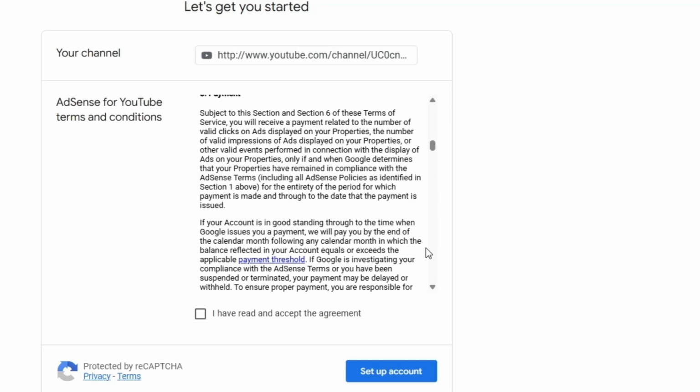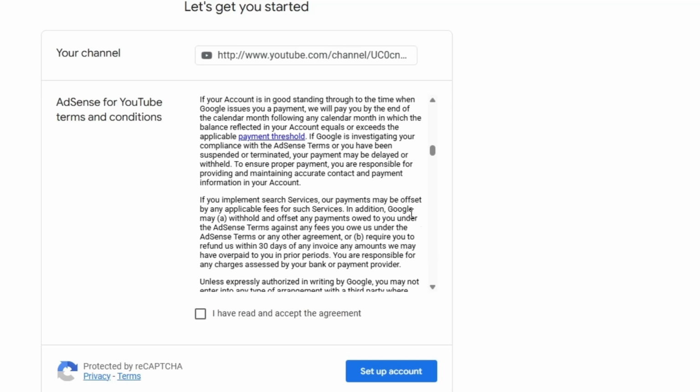In addition, Google may A. withhold and offset any payments owed to you under the AdSense terms against any fees you owe us under the AdSense terms or any other agreement, or B. require you to refund us within 30 days of any invoice any amounts we may have overpaid to you in prior periods. You are responsible for any charges assessed by your bank or payment provider.